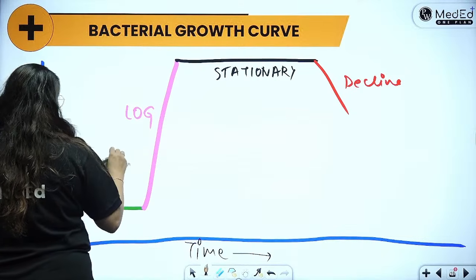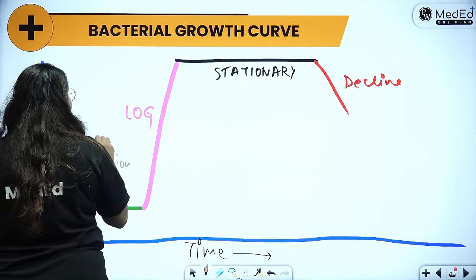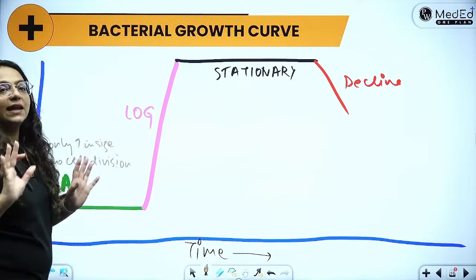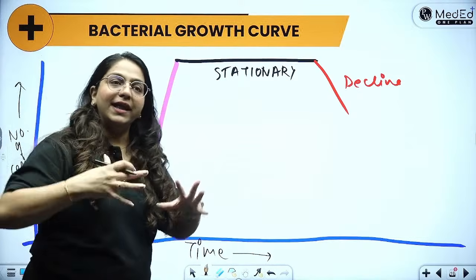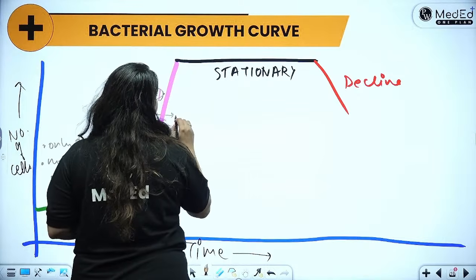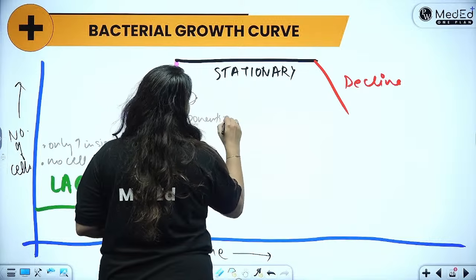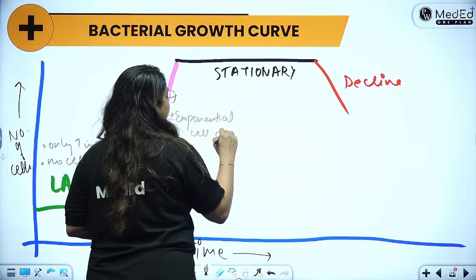So if you have to label it correctly, you will say here there is no cell division. No cell division, only increase in size. So the bacteria is just sitting and eating nicely, and it is just getting fatter and fatter. What happens in the log phase? There is exponential multiplication and exponential cell division.